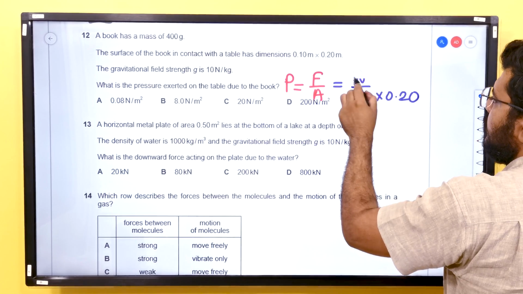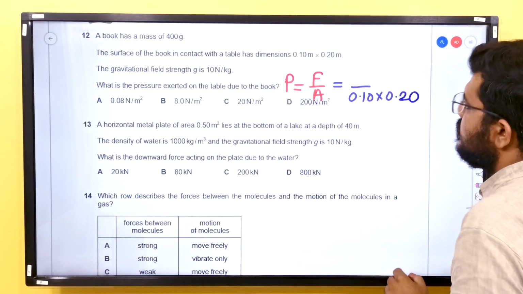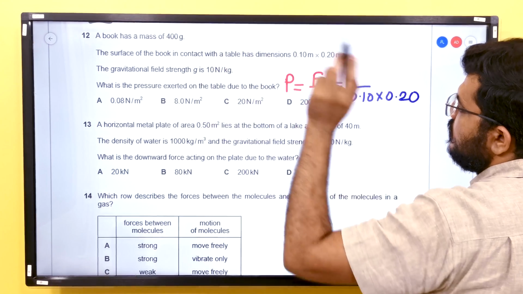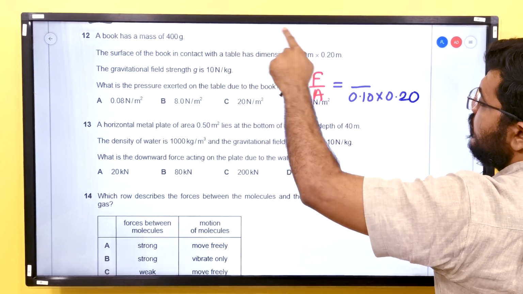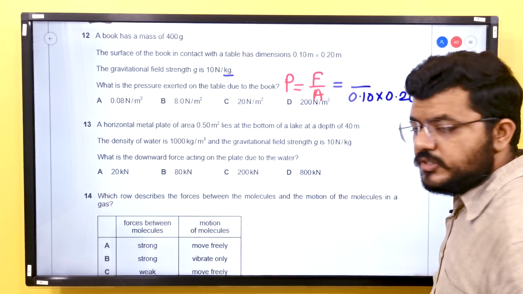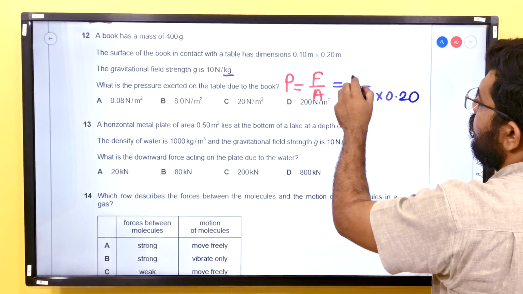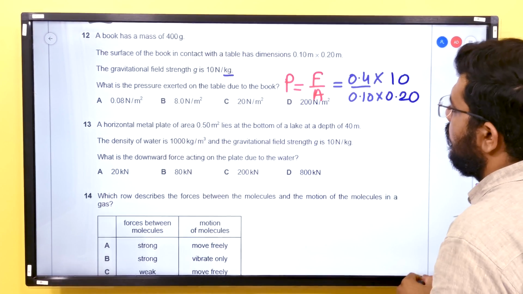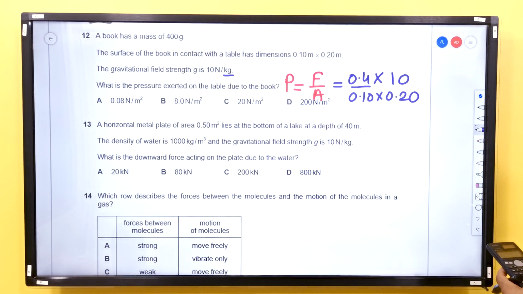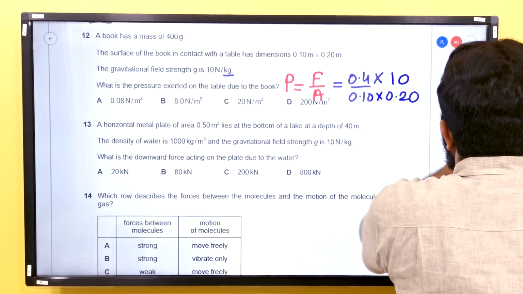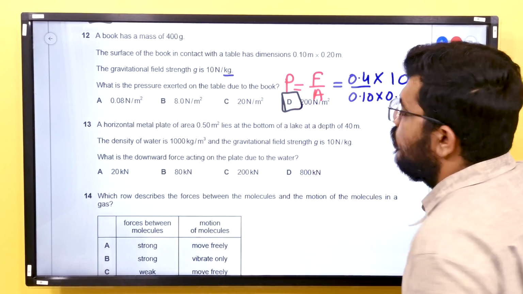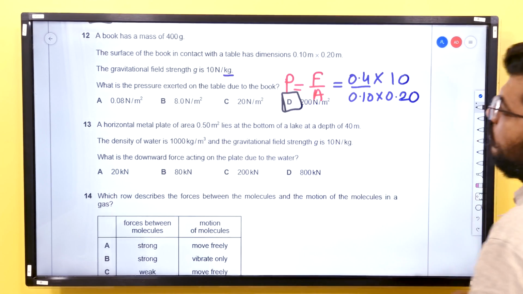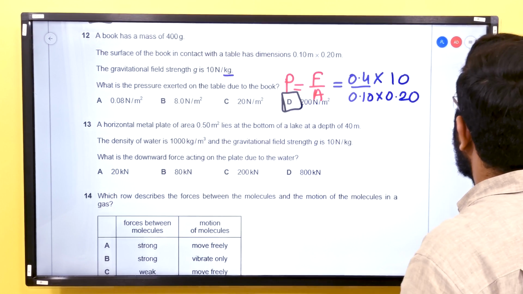Now we can even take weight, right? Weight is mass into gravitational field strength, but mass is 400 grams and gravitational field strength is in kilogram. Change that into kilograms, so 0.4 multiplied by 10, right? Quickly put this in your calculator. 0.4 into 10 divided by 0.1 and 0.2. So your calculation comes to 200 Newton per meter square. That is the unit of pressure.